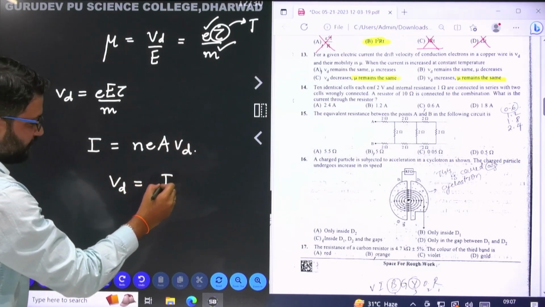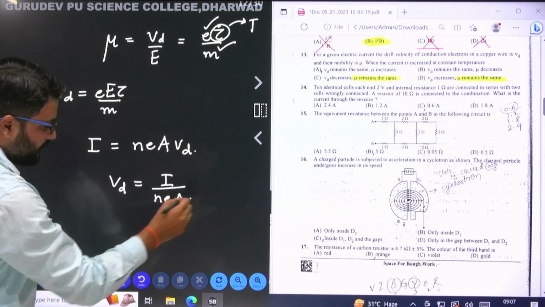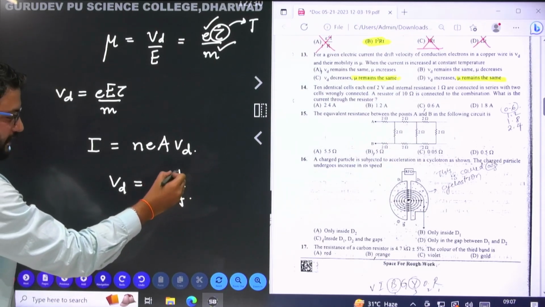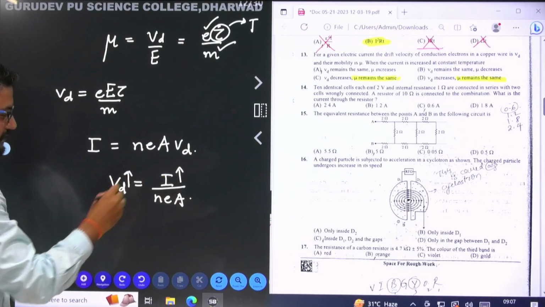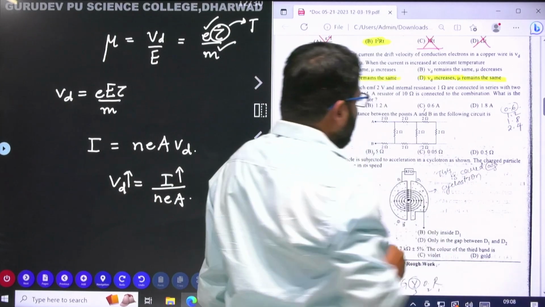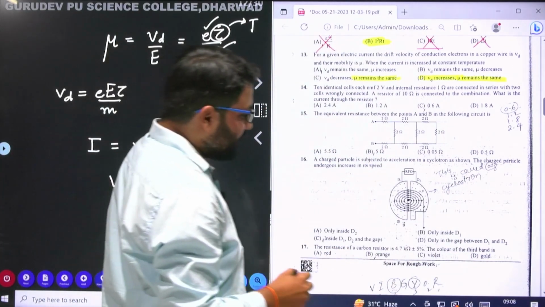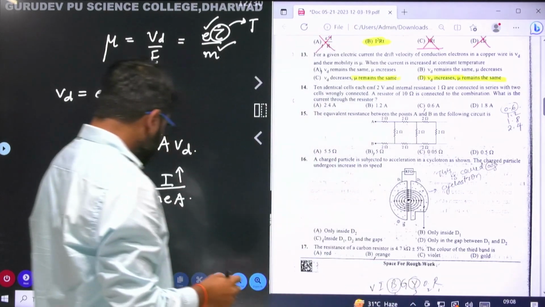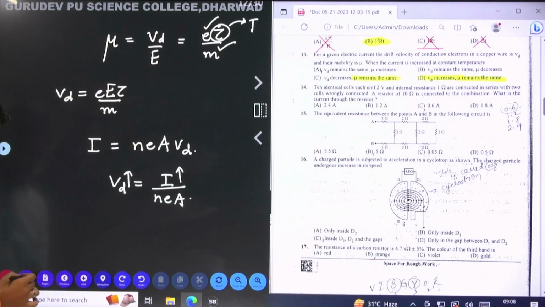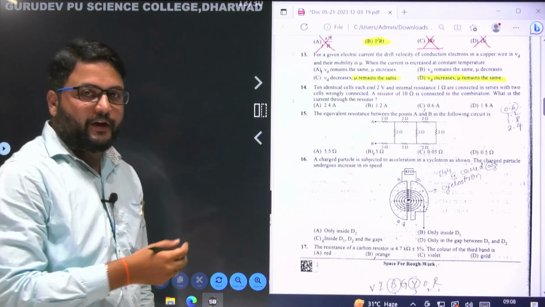So it would come out to be I divided by NEA. So if I increases, then VD increases. So my right answer would be option D for this one, not the C option. So let's move to the next question now. The next question is on the same chapter, current electricity, and it's about combination of cells.